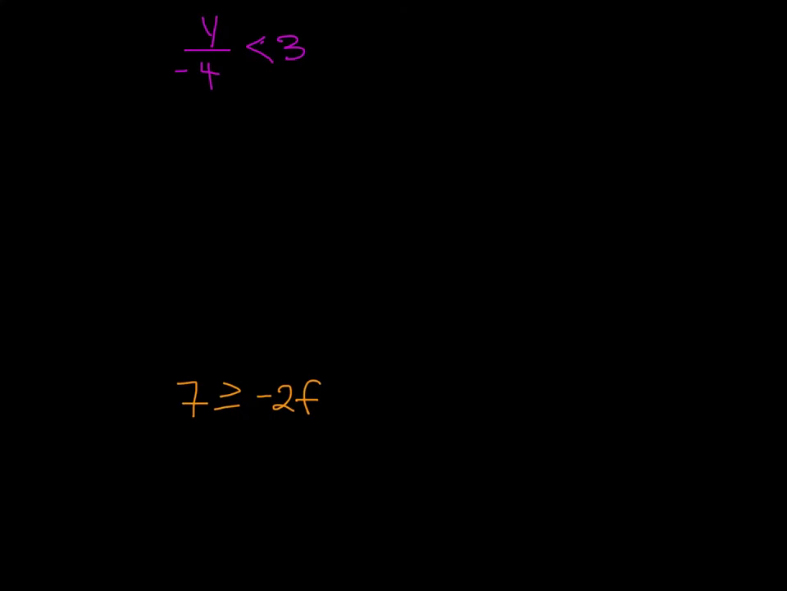All right, so now we're back. Let's do these problems. We have y being divided by negative 4, and that is less than 3. What's going to undo that division by negative 4? Multiplication by negative 4. So now we simply have y is less than 3 times negative 4, negative 12.